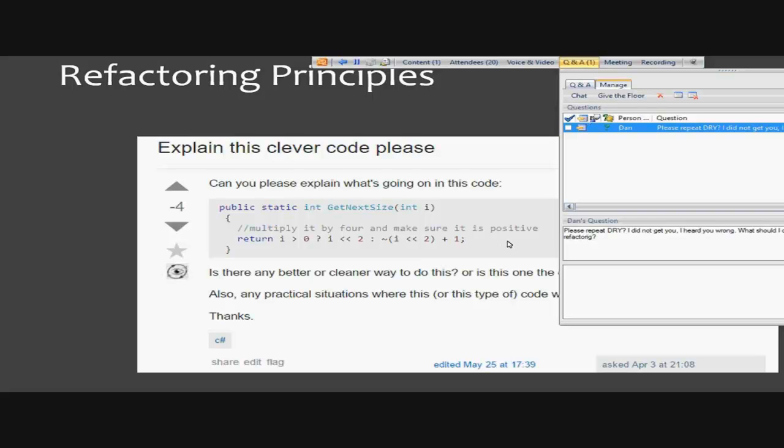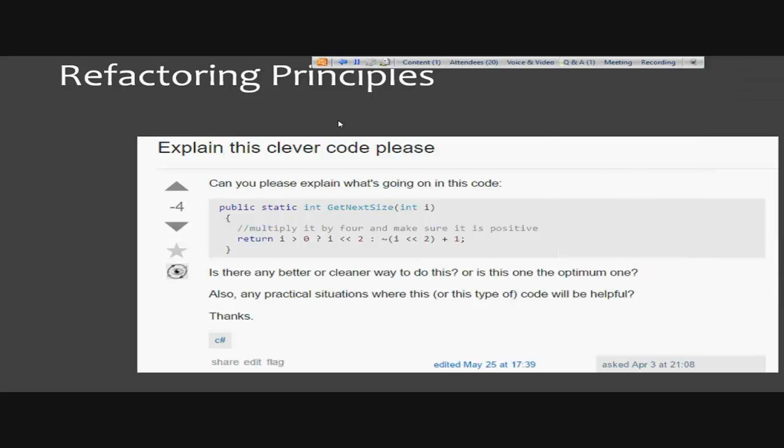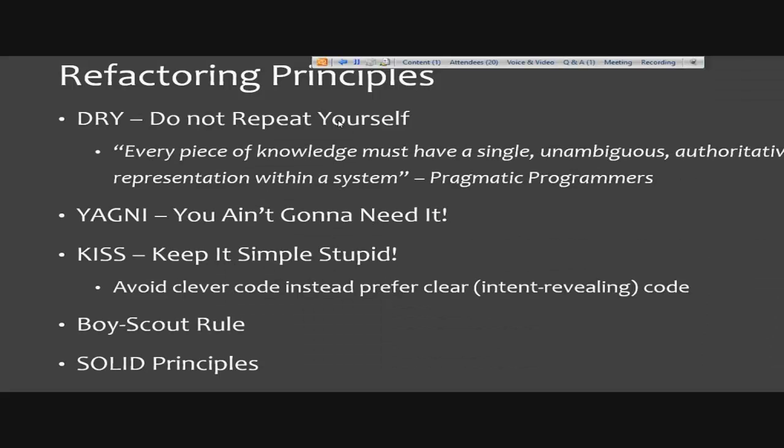Dan is saying I said something wrong about DRY. But DRY says do not repeat yourself. So we need to remove the duplicate code, which is unnecessary. So you need to remove the clutter.